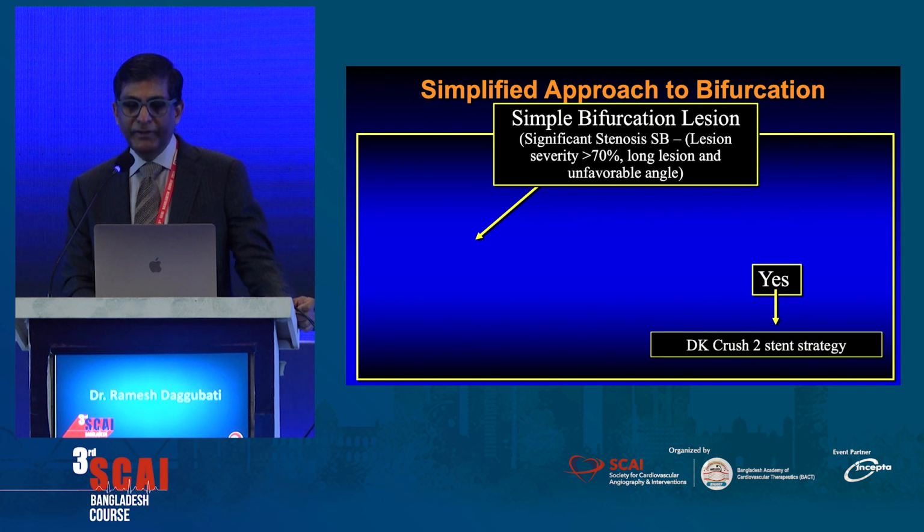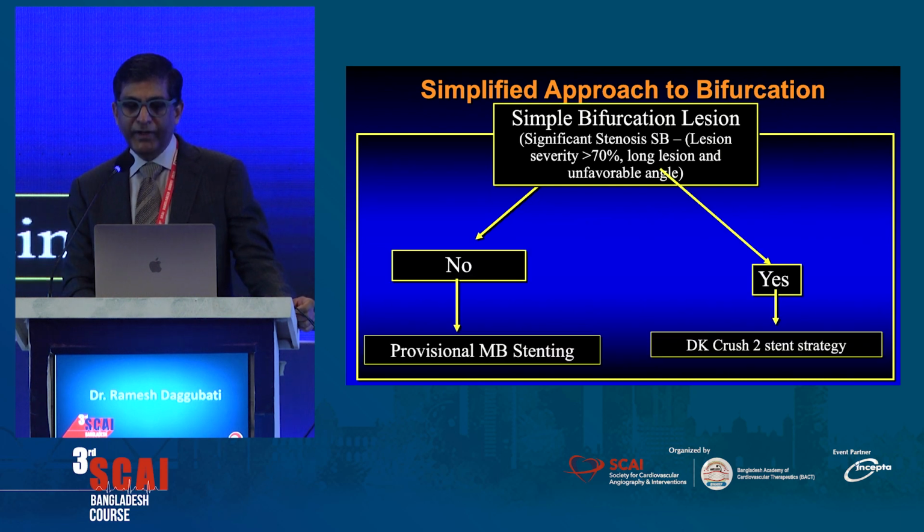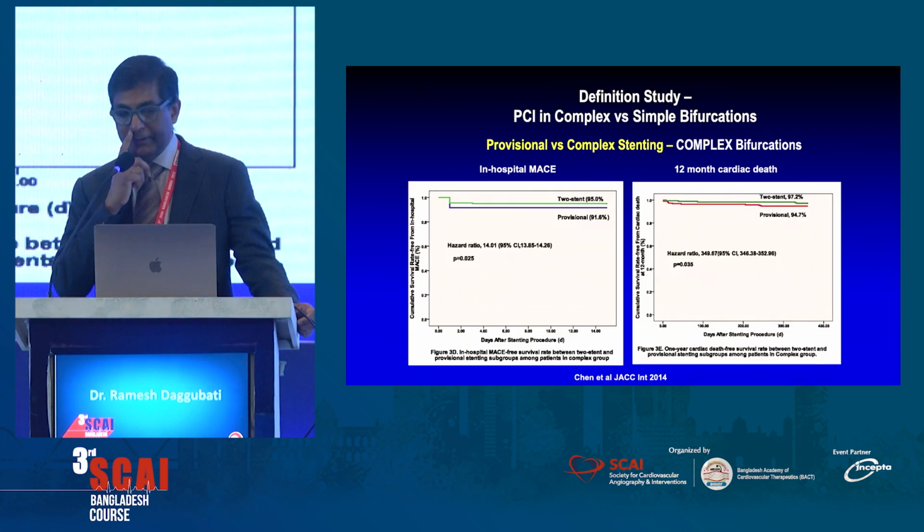I think after doing so many lesions, we can simplify the approach to bifurcation. A simple bifurcation in left main lesions is defined as ostial circumflex less than 70% stenosis, the length of the lesion in the circumflex less than 10 millimeters, and a favorable angle, whether it is 90 degrees or anything is favorable. If so, go for provisional stent alone, left main to LAD. If not, if it is more than 70%, more than 10 millimeters in length, with an unfavorable angle, go for DK crush stenting.